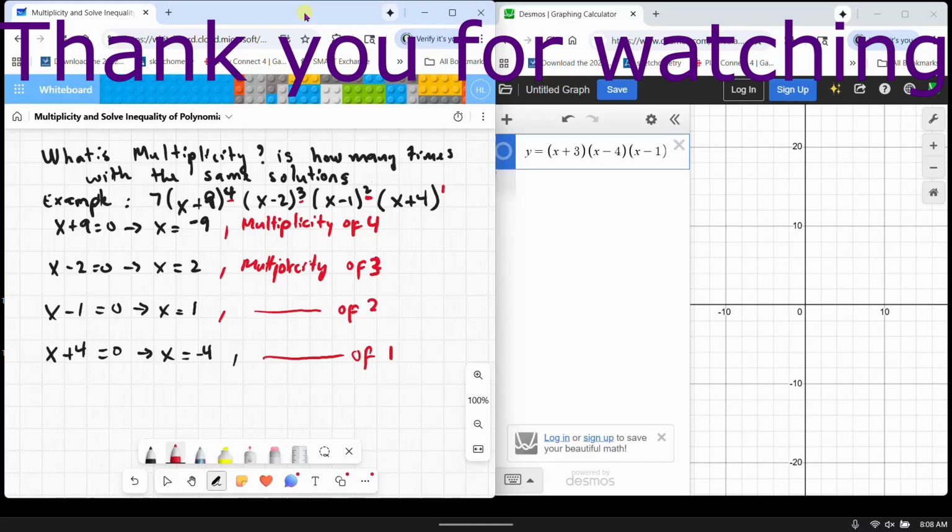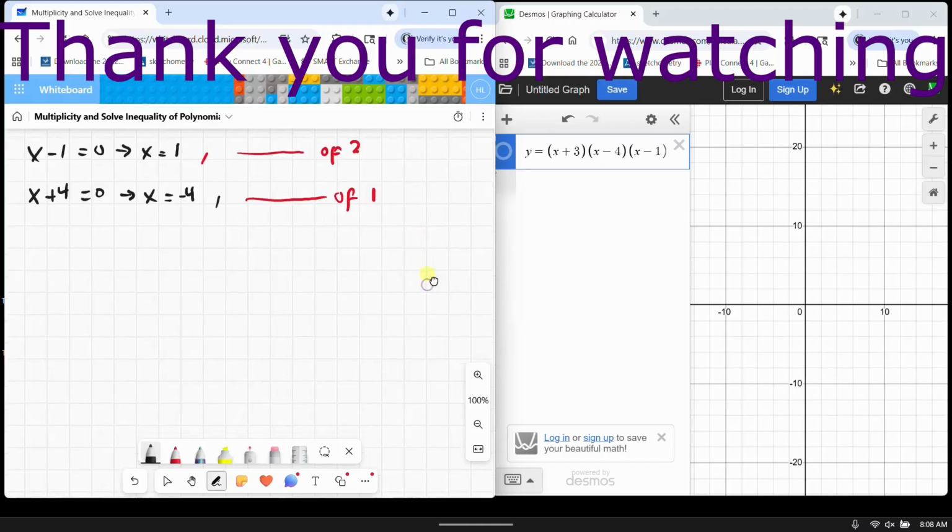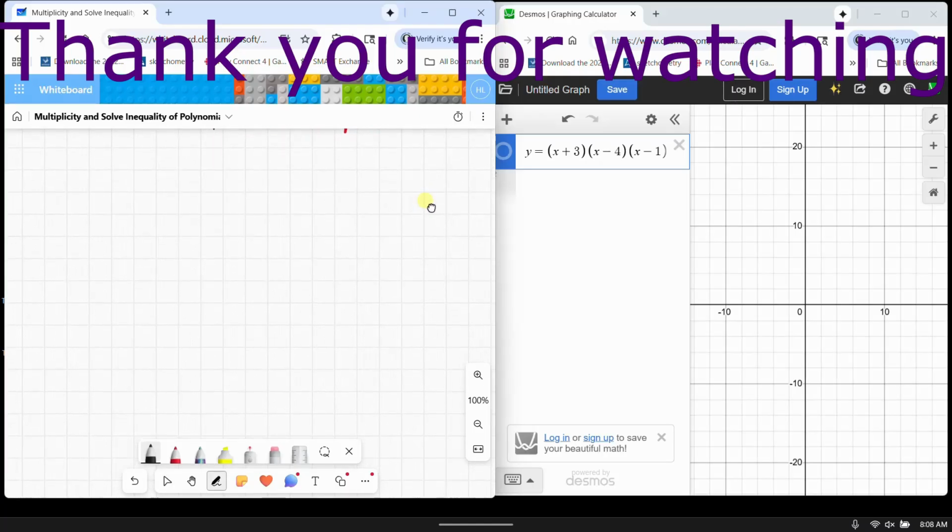That's all on multiplicity. The next one that we want to talk about is the solutions of the inequality of a polynomial. That's a lot more important.